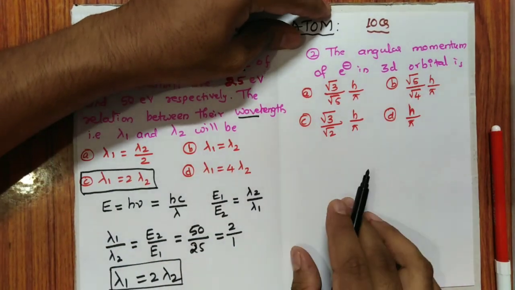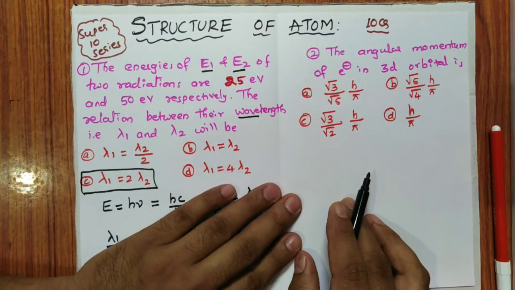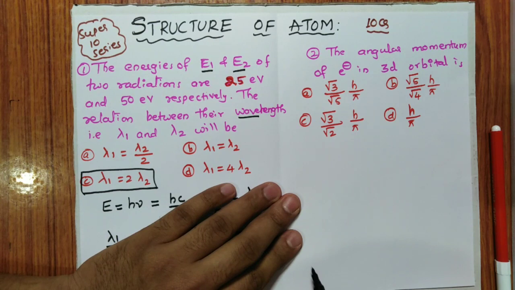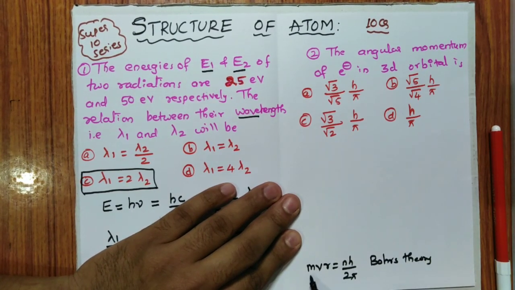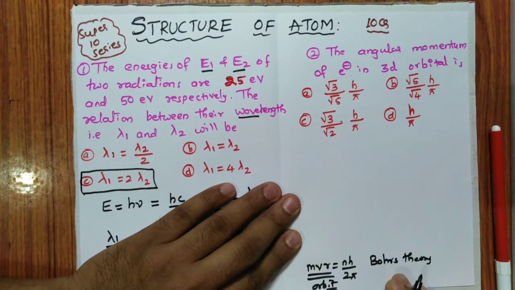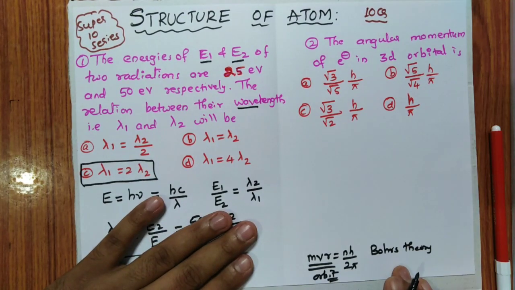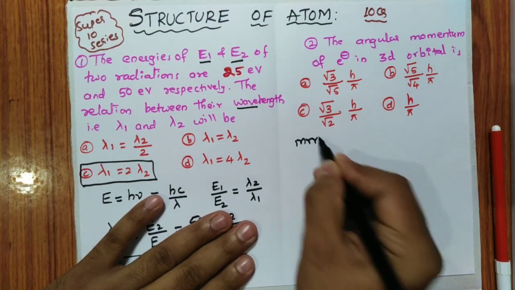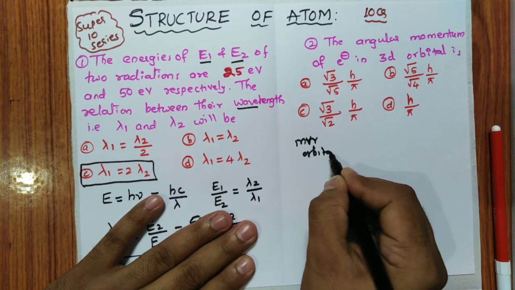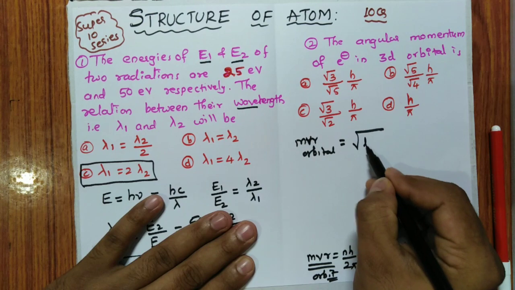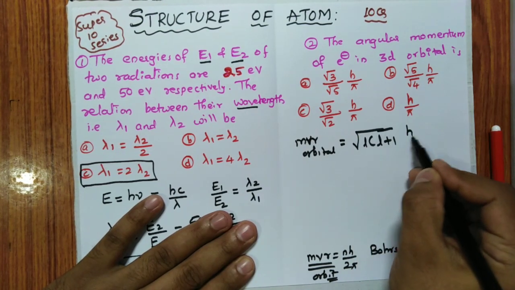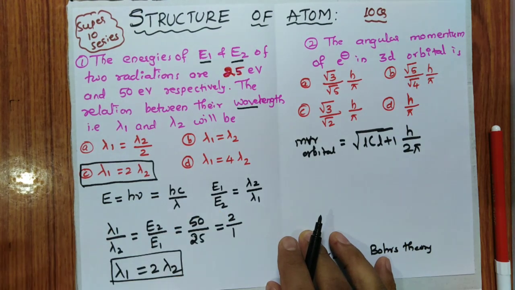Yes, second one. The angular momentum of electron in 3D orbital is. So before that I will tell you. So always remember this mvr is equal to nh by 2 pi, what you learn in Bohr's theory. This is the angular momentum of electron in orbit, remember. This is in orbit. But what they are asking? Orbital. Correct? So mvr of orbital formula is, remember, root of L into L plus 1 h divided by 2 pi. Root of L into L plus 1 h divided by 2 pi.